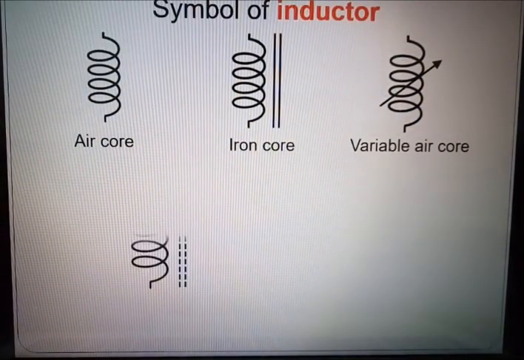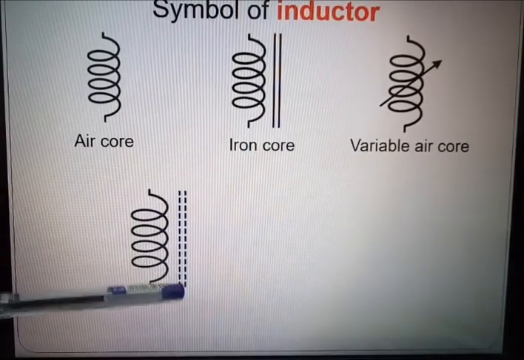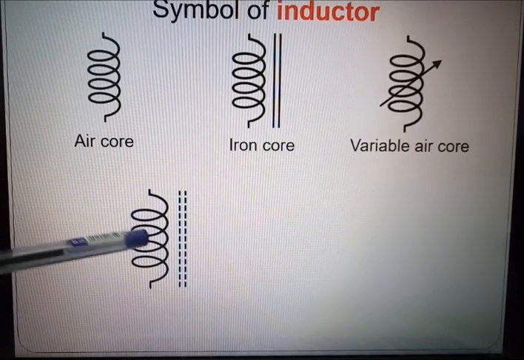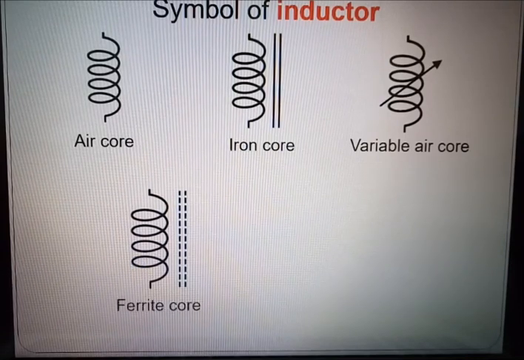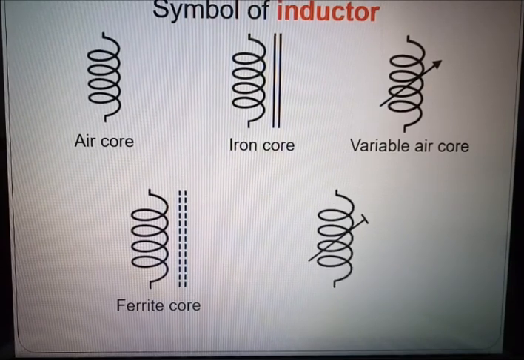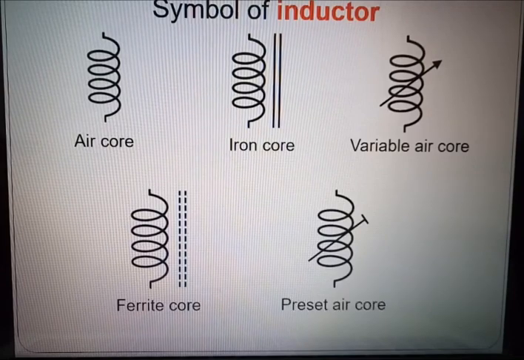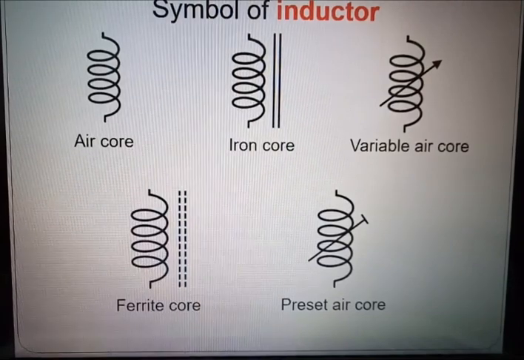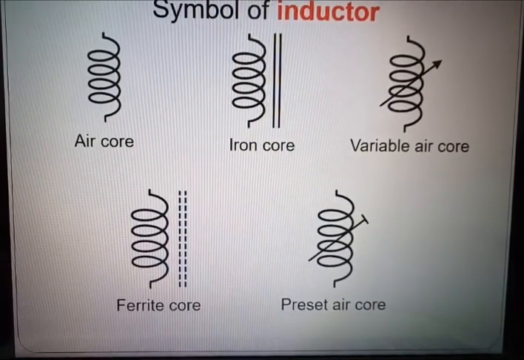Okay, next. We have here a broken line parallel to the coil of wire, and this is named ferrite core. And we have another one, the last symbol of an inductor, which is named preset air core. So we have only 5 symbols of an inductor.